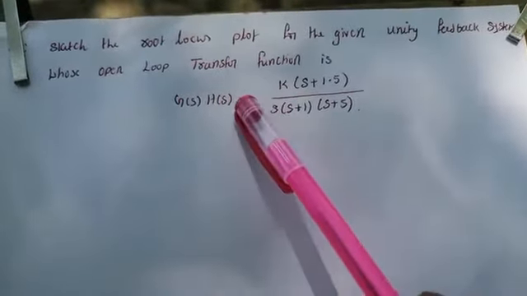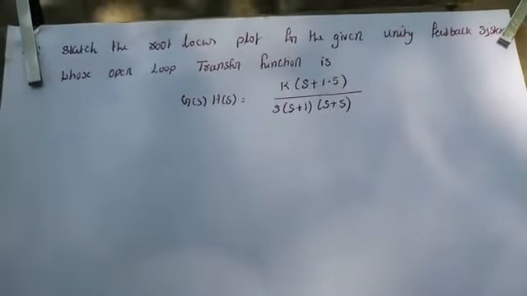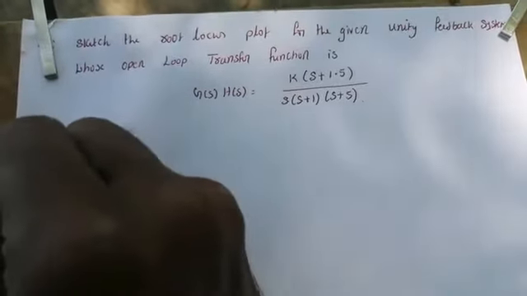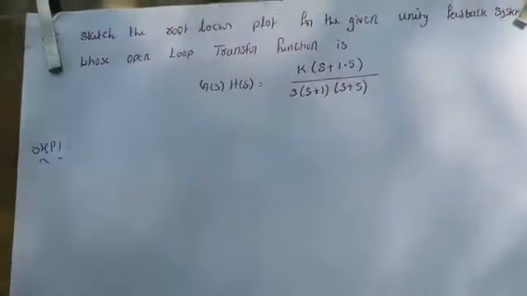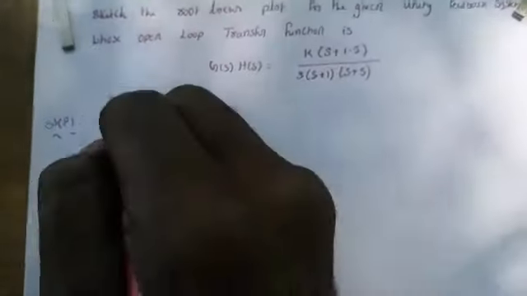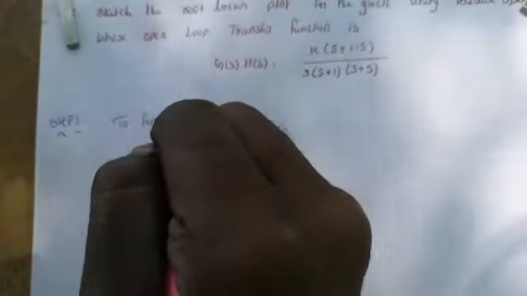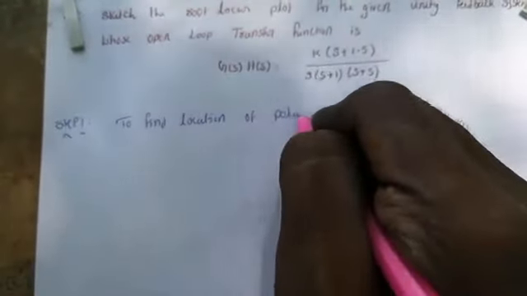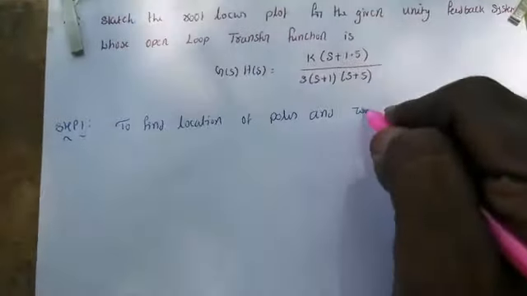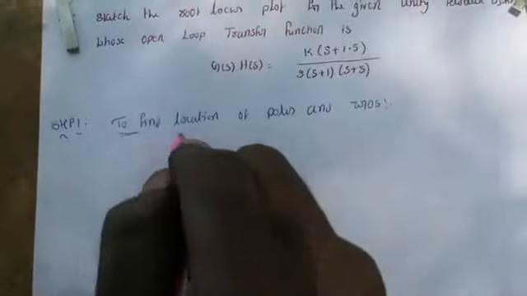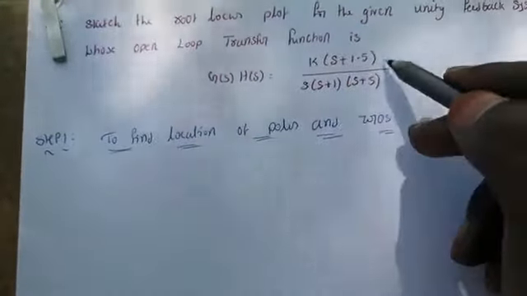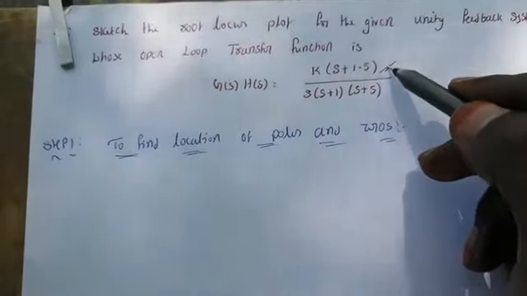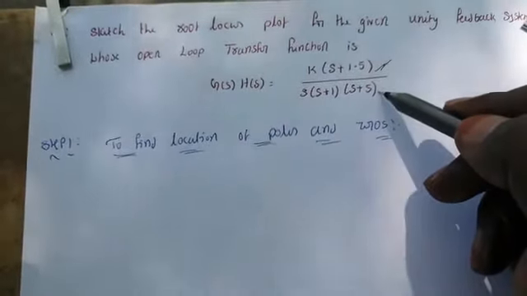Here H(s) is 1 because we have the unity feedback here. So let me move on to step 1, which is to find the location of poles and zeros. From the given transfer function, the numerator factors represent the zeros and the denominator factors represent the poles.